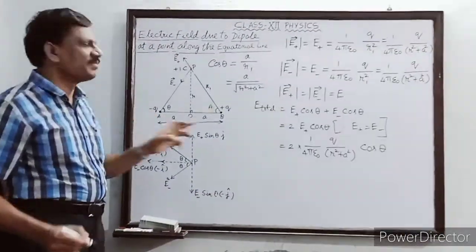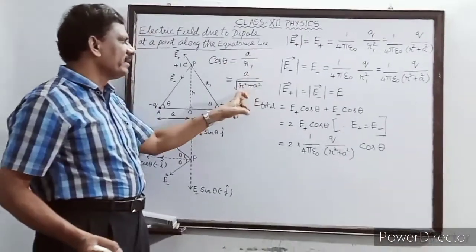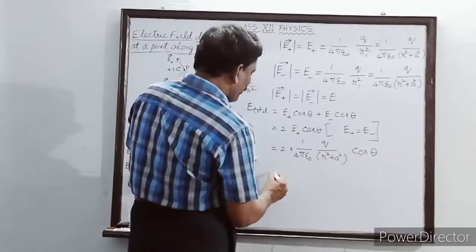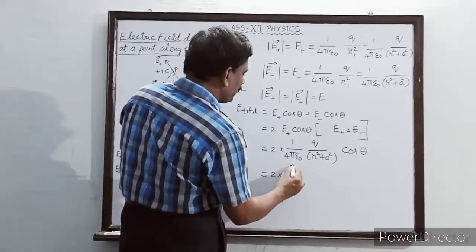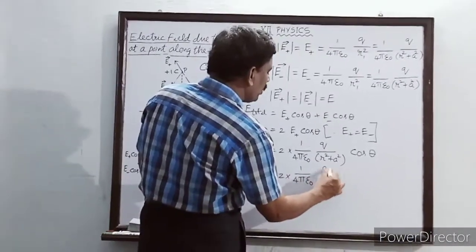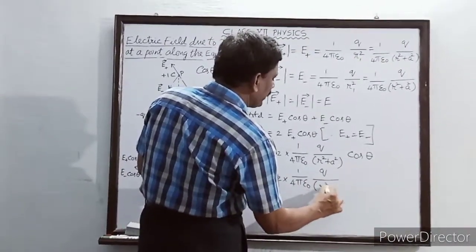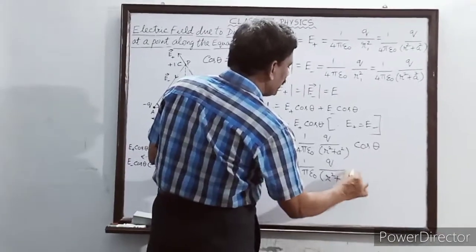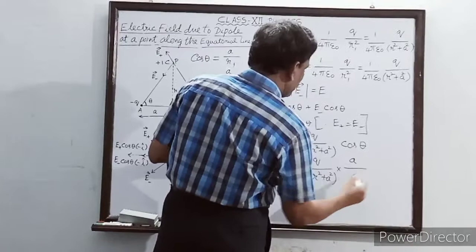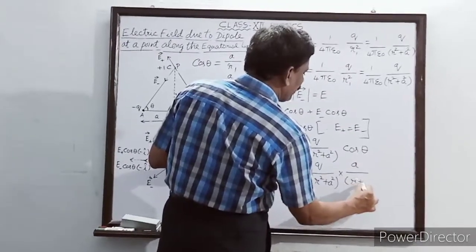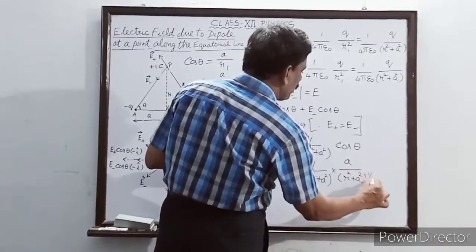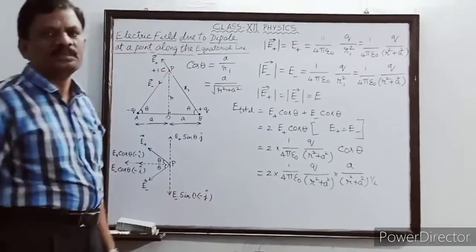Okay, I am going to substitute cos theta is equal to A divided by square root of R square plus A square instead of cos theta. So this is equal to 2 into 1 by 4 pi epsilon naught into Q divided by R square plus A square into A divided by square root of R square plus A square, which can be written as R square plus A square whole power 1 by 2.